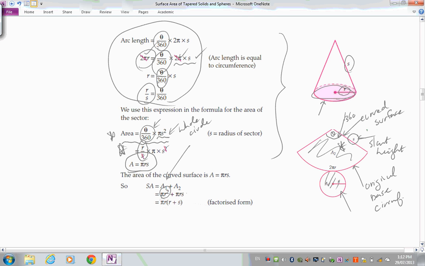Now that one is probably worth remembering, rather than doing all this derivation. Okay, it's all to do with theta over 360, that portion of the circumference, because that's the angle you get when you unwrap all of this. Okay, so this is the line I think you should try to remember. You've got the area of the base, which is a circle, pi r squared, plus pi r s. Okay, well, let's remember that one for painting our party hats.